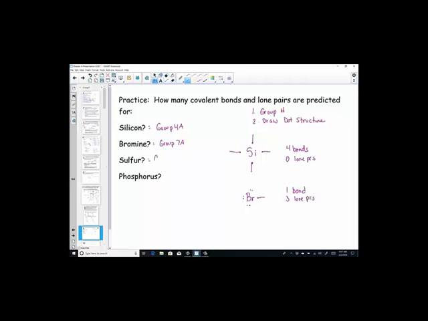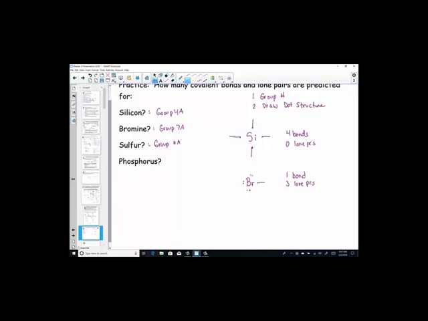Let's try sulfur. Sulfur, elemental symbol S, lives in group 6A. It's right under the oxygen. So if I were to draw sulfur, it will have similar properties to those of oxygen. 6 dots. I can see 2 open spots for bonding, so I would predict 2 bonds and 2 lone pairs to give it the octet.